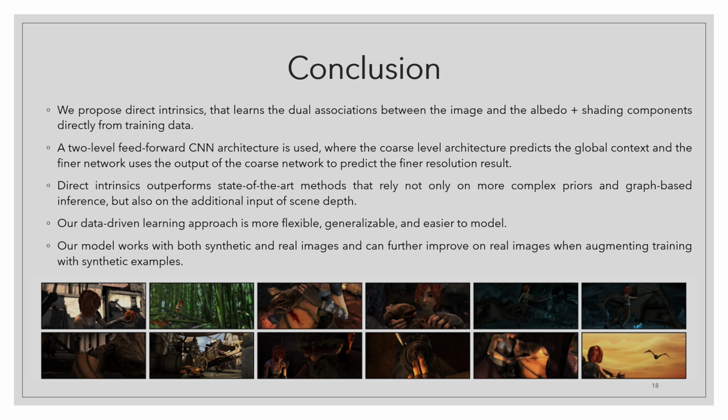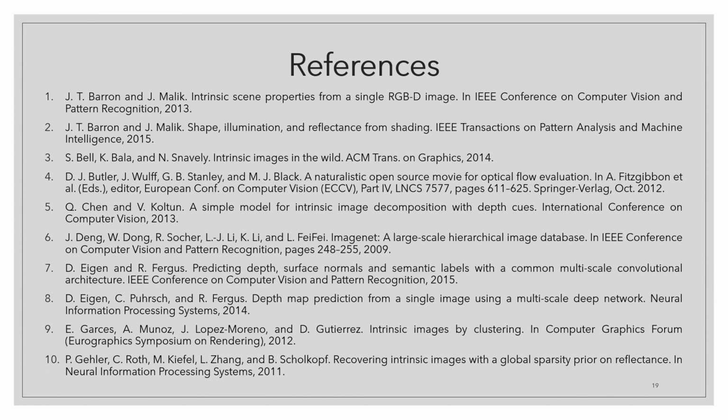Combined with a well-designed loss function, data augmentation, dropout, and deconvolution, we demonstrate that direct intrinsics outperforms the state-of-the-art methods that rely not only on more complex priors and graph-based inference, but also on additional input of scene depth. Our data-driven learning approach is more flexible, generalizable, and easier to model. It only needs training data, requires no hand-designed features or representation, and can adapt to unrealistic illuminations and complex albedo, shape, and lighting patterns. Our model works with both synthetic and real images and can further improve on real images when augmenting training with synthetic examples.